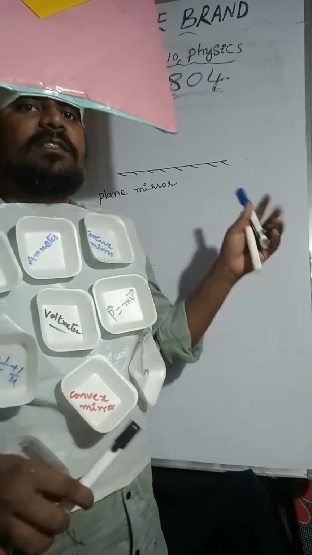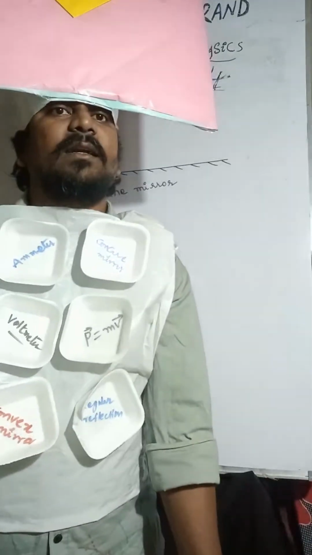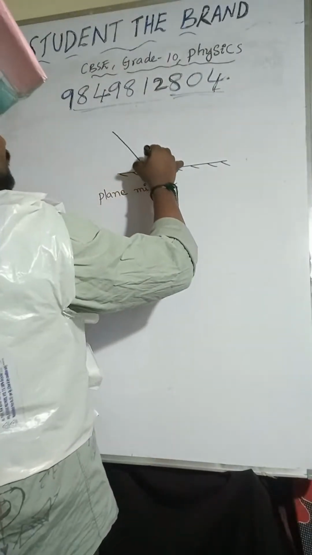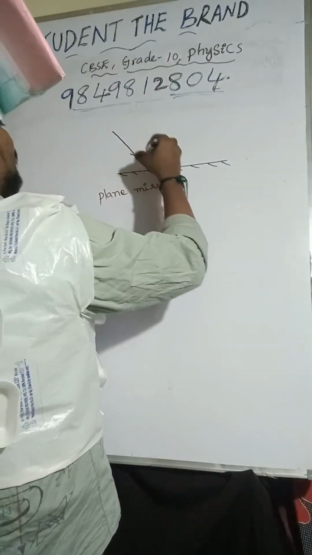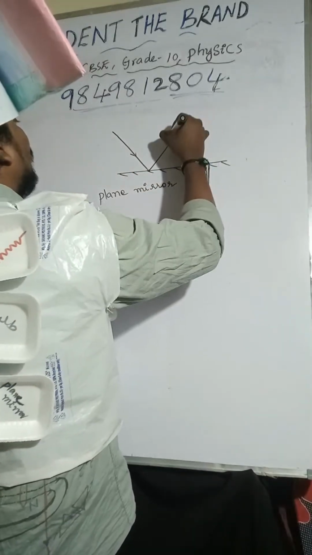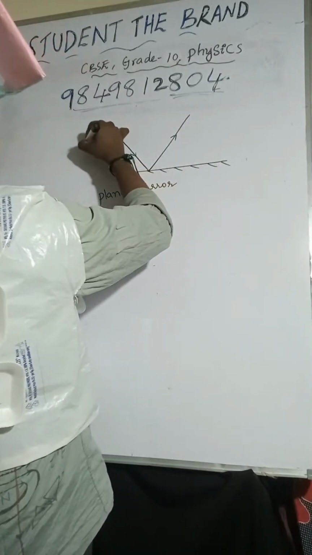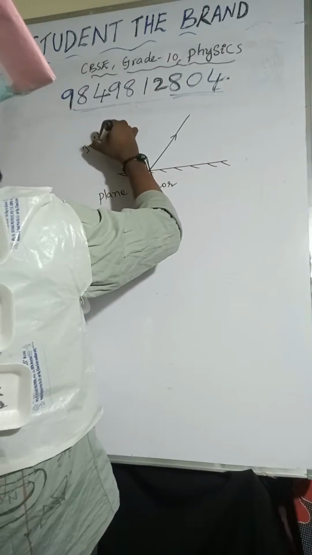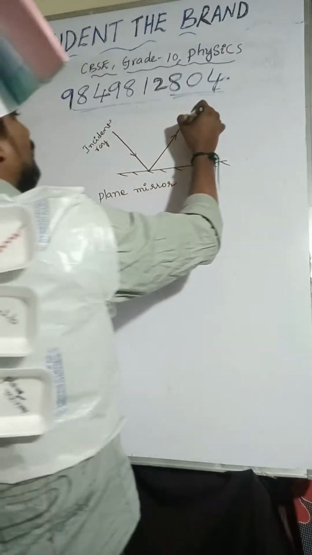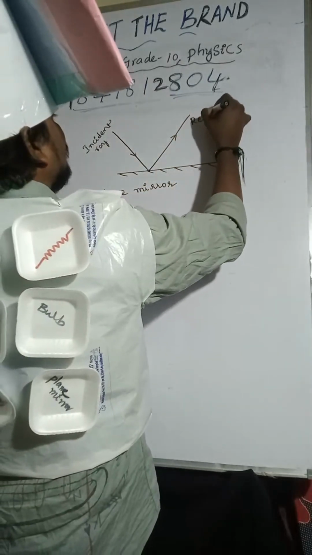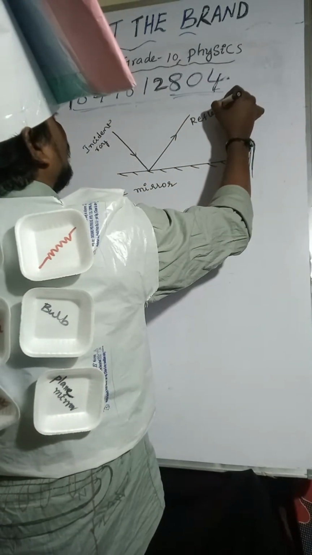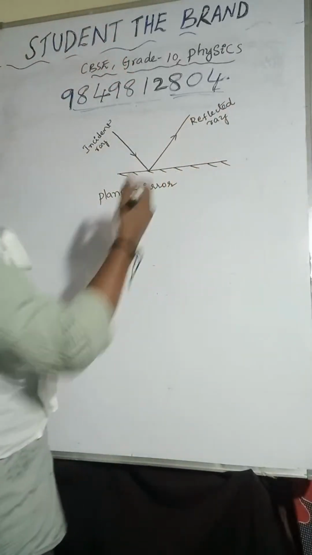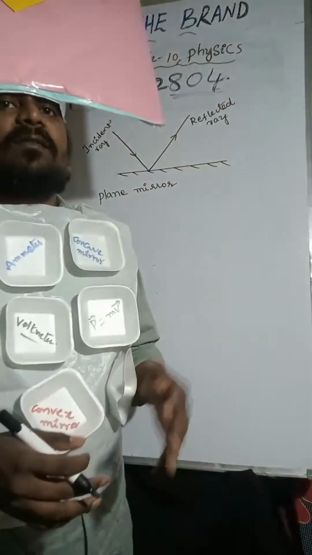The light ray which is incident on it is the incident ray. I am taking this incident ray. The light ray which is reflecting back is called the reflected ray. Incident ray and reflected ray.